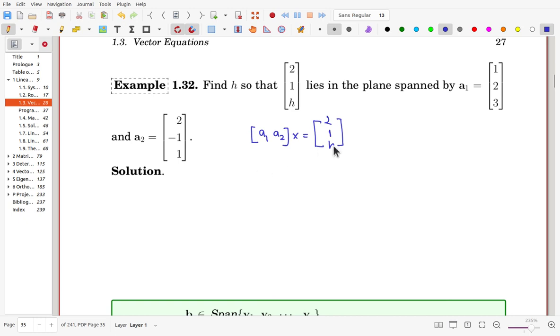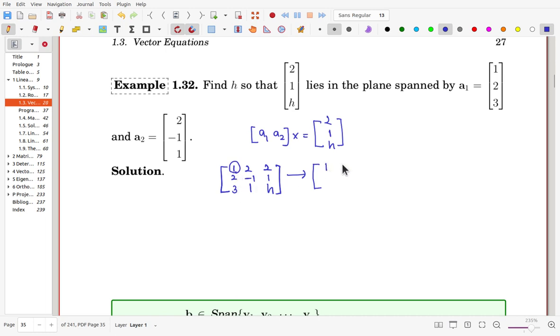Now, to figure out h, again the same way, we start with the augmented matrix. a1 is (1, 2, 3). a2 is (2, -1, 1). Now the right side b is (2, 1, h). Okay, from this one, this is the non-zero column. There is a pivot, and we have to empty below the pivot.